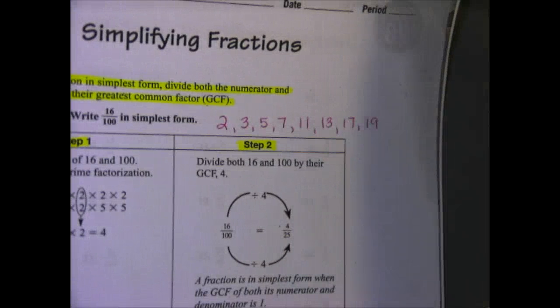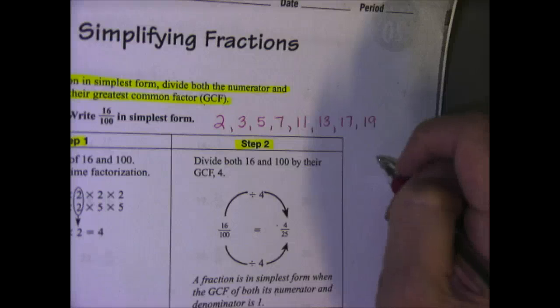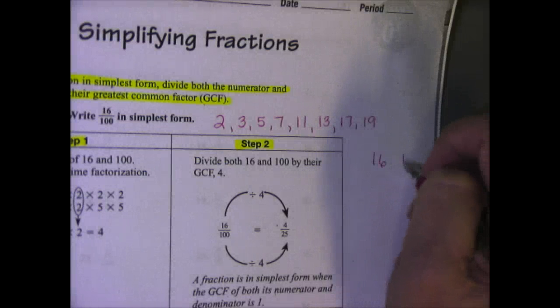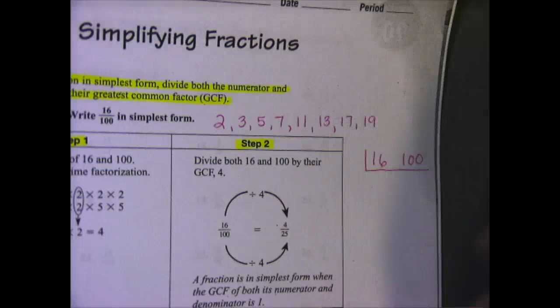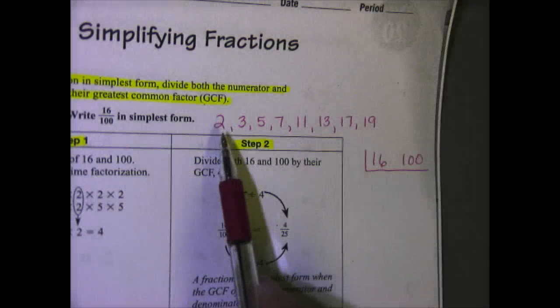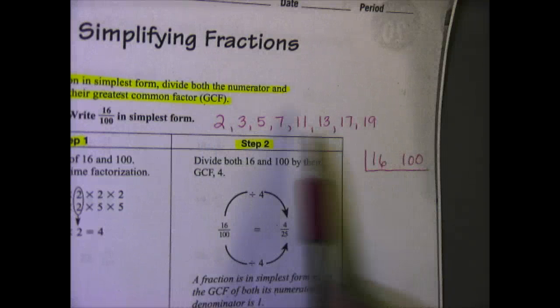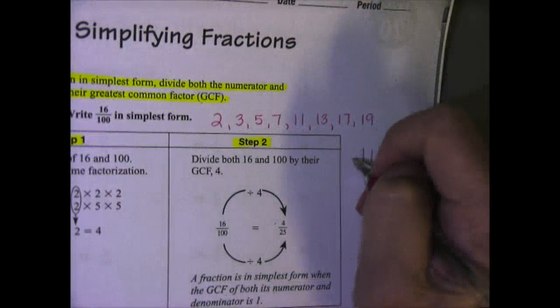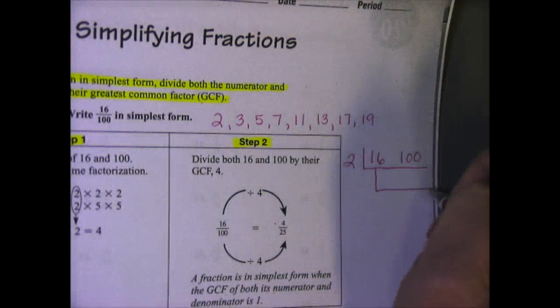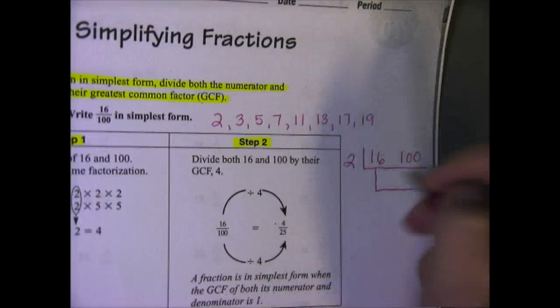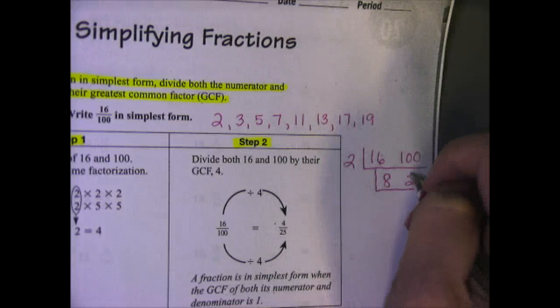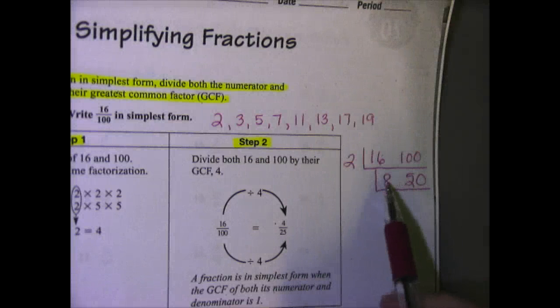Another way to find the GCF, and I prefer this method to finding the prime factorization, is to take your two numbers. This is called the ladder method. We're going to put them inside what looks to be an upside down division. Then I'm going to use my prime factorization list, and I'm going to go up and ask, are 16 and 100 both divisible by 2? Well, yes they are, because they're both even. So 16 divided by 2 is 8. 100 divided by 2 is 50. And then I'm going back up to my list.